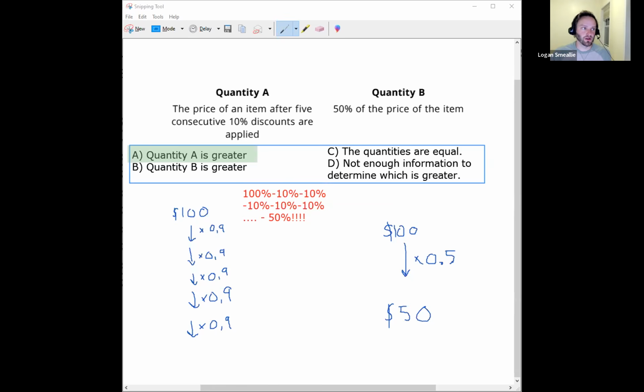Tell me in the chat, can anyone put in their own words why this is not right? Why is subtracting 10% 5 times not the same as subtracting 50%?